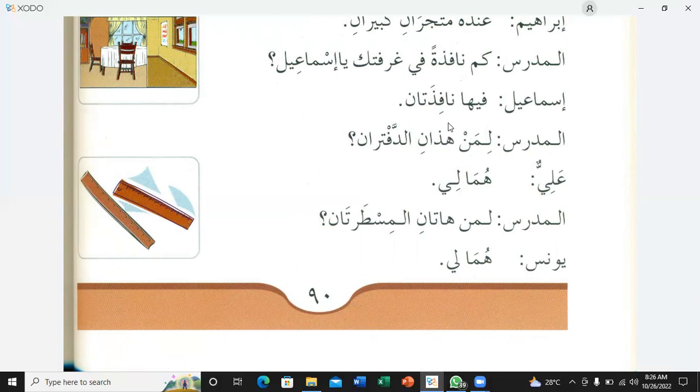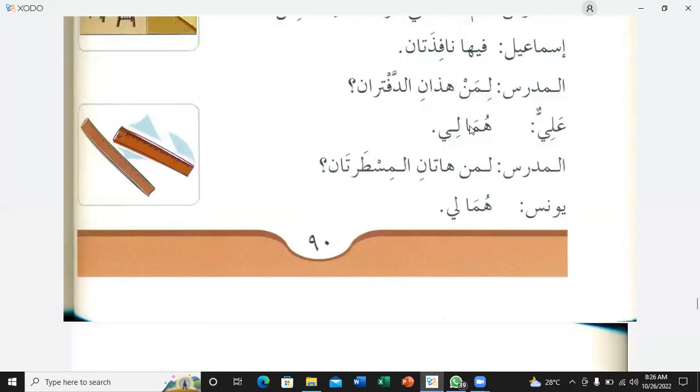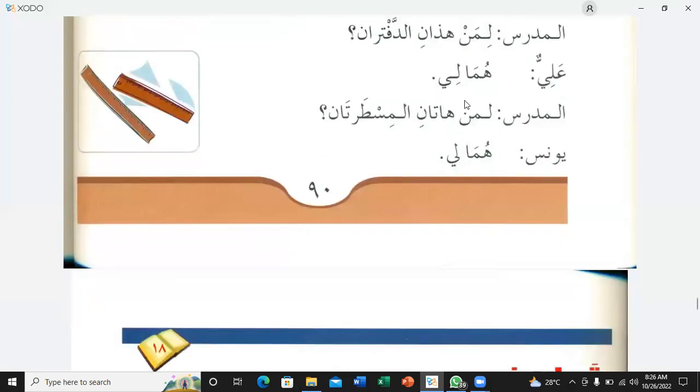Al-mudarrisu, the teacher: Liman hadhani ad-daftarani? Whose are these two notebooks? Ali: Huma li. They are mine. Or we can also say, they are mine.